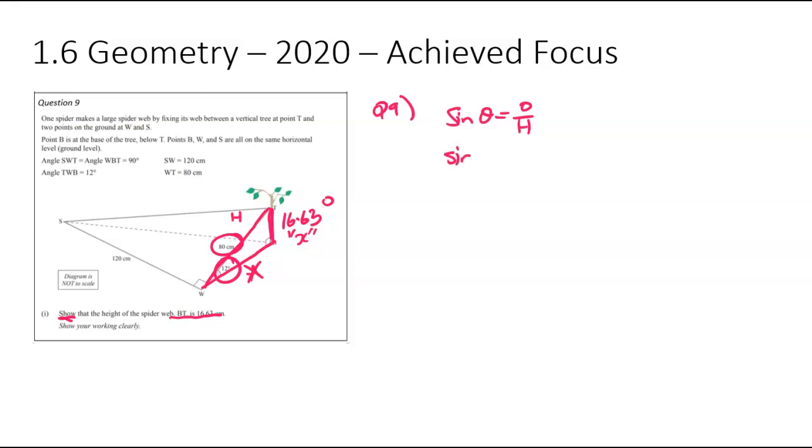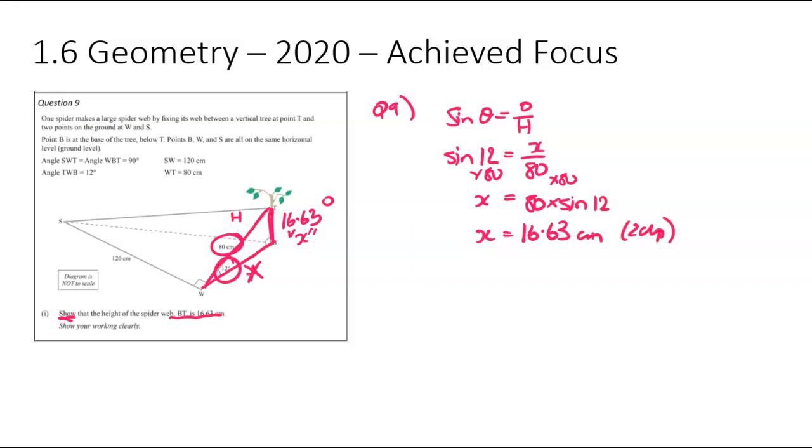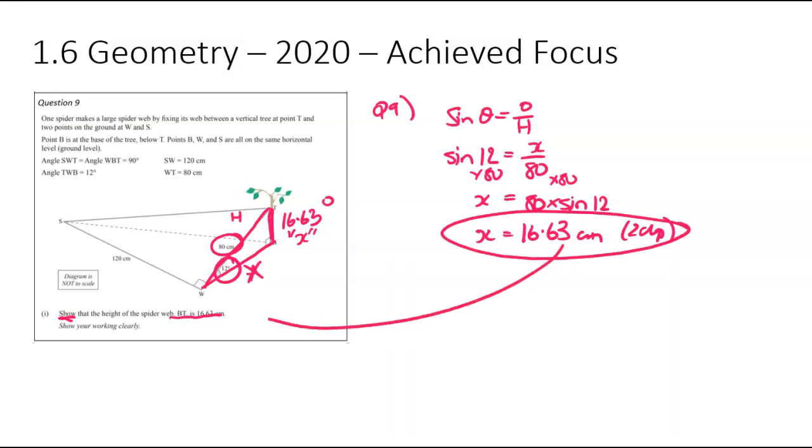So we've got sine 12 is equal to x over 80. I'm now going to go times 80 on both sides. So x will be equal to 80 times sine 12. After that, we've got x is equal to 16.63 centimeters. And that there is a 2dp rounding, and we're a big fan of that because that's the answer that they've given us, so we've shown that that's the case.